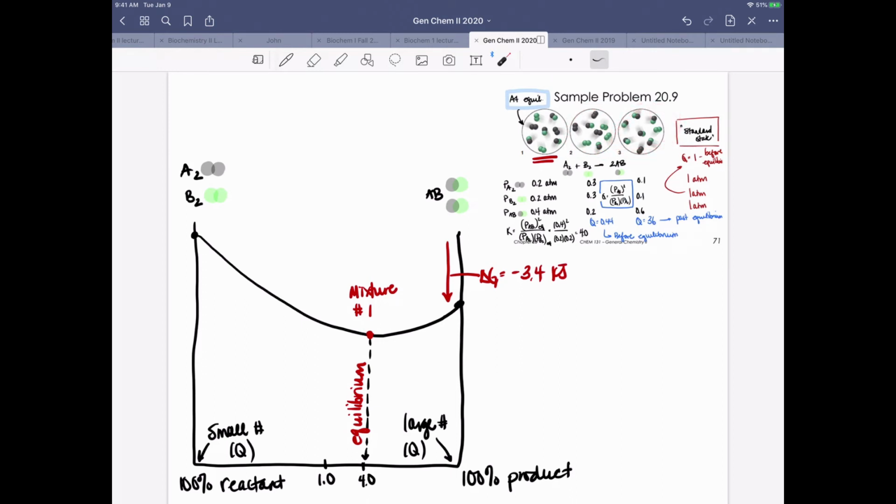So I want you to pause the video for a second. Think about where you think those points would be along the line. Where would I have a point that is before equilibrium? Where would I have a point that's past equilibrium? And what would that mean is happening for that process?